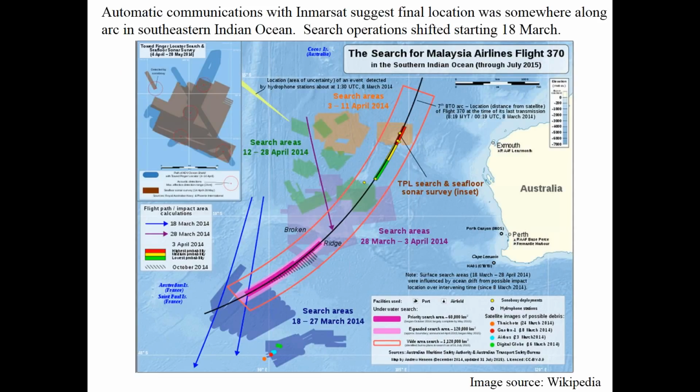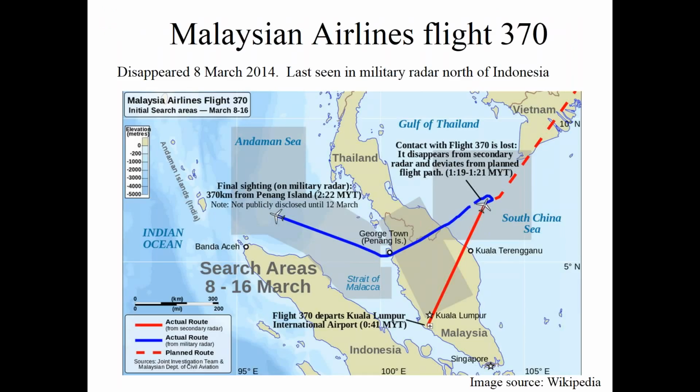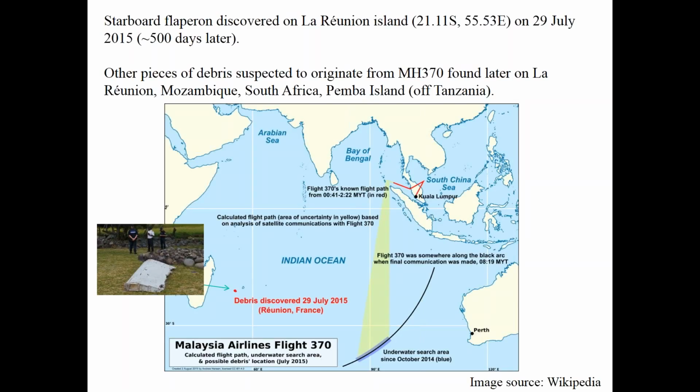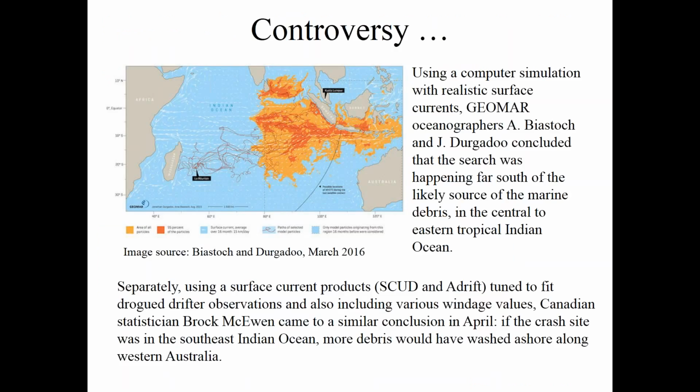And given this information, the search efforts for the wreckage shifted from these areas up here off Indonesia and Malaysia to a search area along this arc in late March of that year. Then 500 days later, a piece of debris washed up on La Reunion Island here that was positively identified as from that airplane. More debris was found subsequently, but that was the first identified piece. So people said, okay, if it took a southerly path and we intercept that arc, then this is the most likely area, and that's where the search operations had already shifted. But this created some immediate controversy.